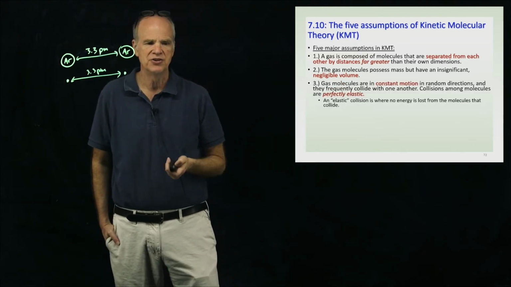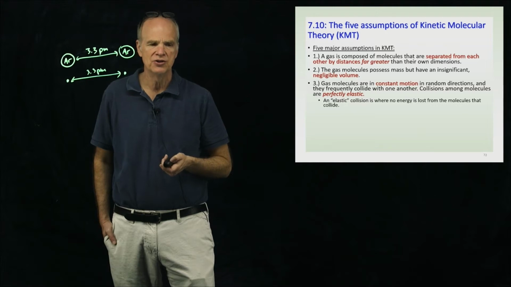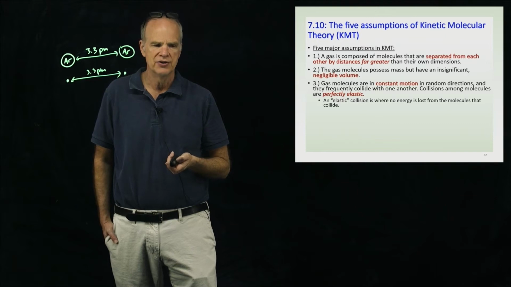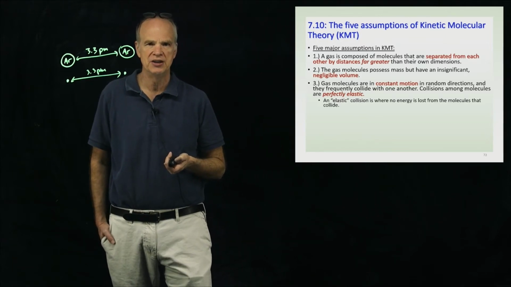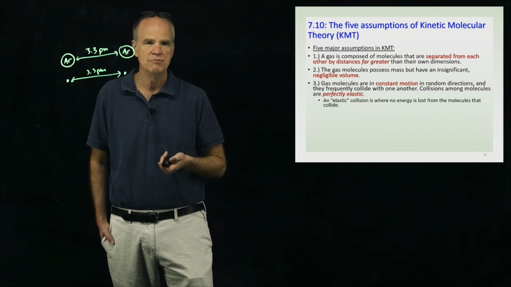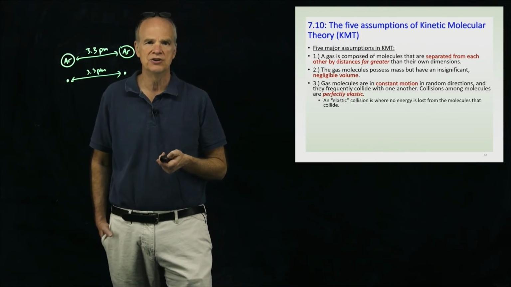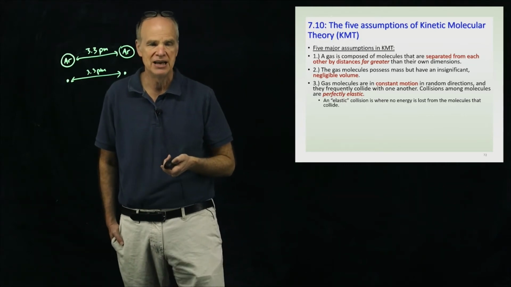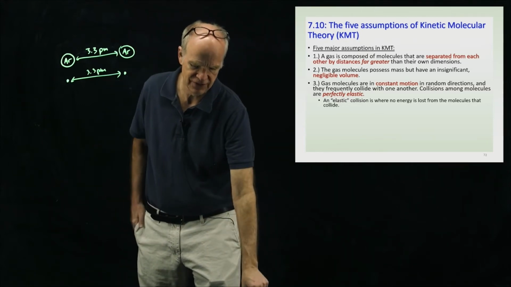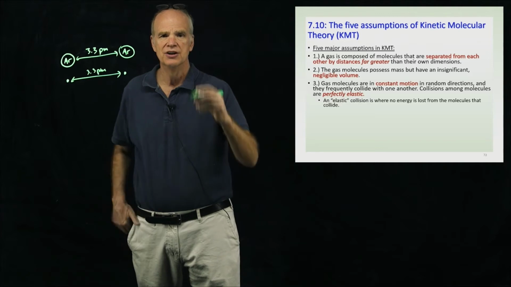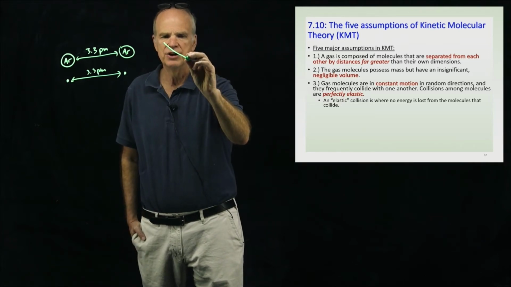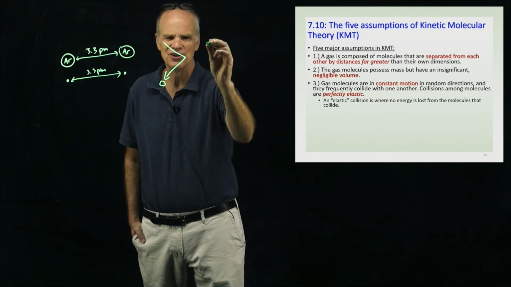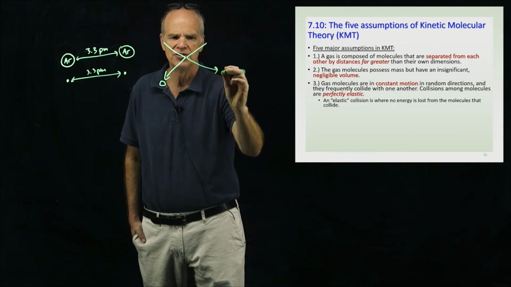So the next postulate of kinetic molecular theory is that gas molecules are in constant motion in random directions, and that they frequently collide with one another. And then collisions between the molecules are said to be perfectly elastic. Now, what that means is that if two molecules of a gas collide, the total amount of energy before the collision will be the same as the total amount of energy after the collision. So let me give you an example of this elastic collision here. So here we have a gas molecule, and maybe this gas molecule is bouncing off another gas molecule like this. So here's the second gas molecule, and they're bouncing off.